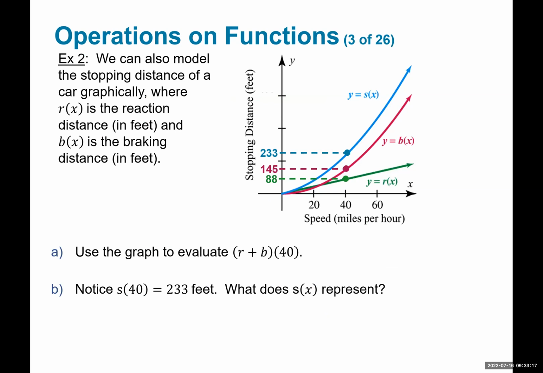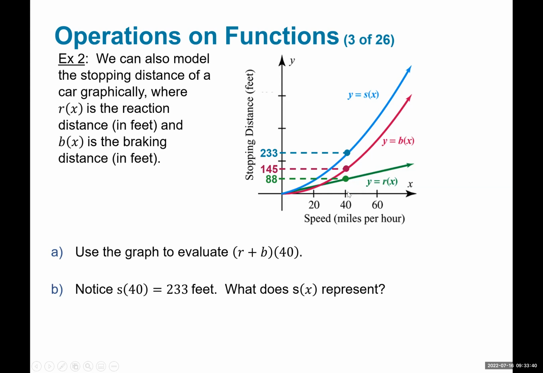Operations on functions. We can also model the stopping distance of a car graphically, where R of X is the reaction distance in feet and B of X is the braking distance. So again, we're still talking about the same stuff. Use the graph to evaluate R plus B of 40. Remember, this is the reaction distance and the braking distance at 40 miles per hour.